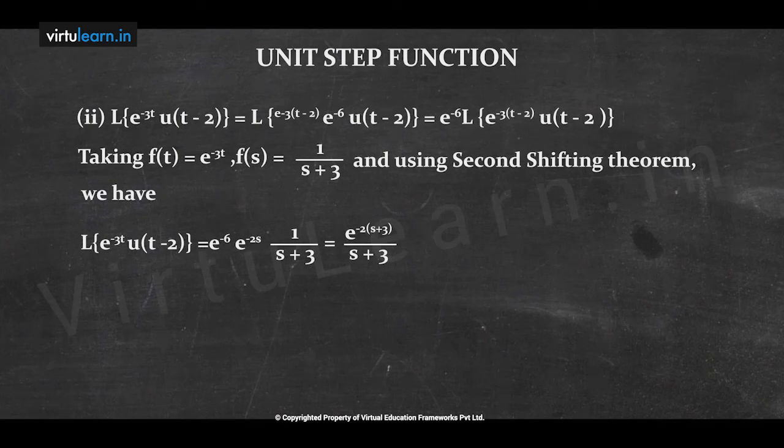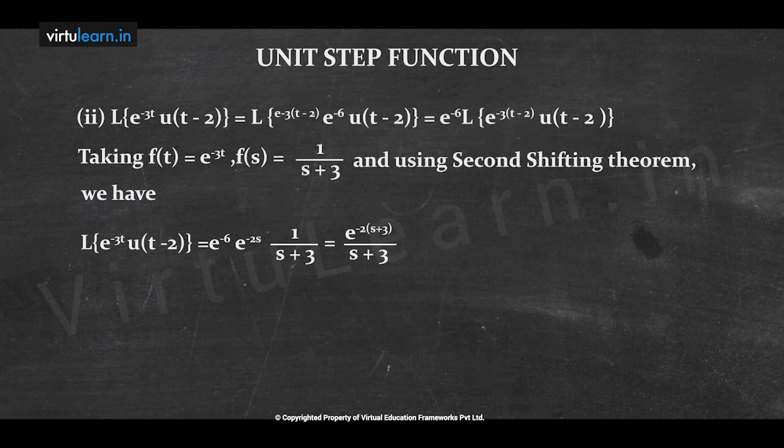Then e power minus 3t means instead of t we need t minus 2. Now observe the other form of the second shifting theorem, Laplace transform of f of t minus a into h of t minus a. Both functions are in terms of t minus a, h of t minus a into u of t minus a. Here the second function is u of t minus 2. The first function is e power minus 3t, but we need e power minus 3 into t minus 2. Wherever t is there, I need t minus 2.